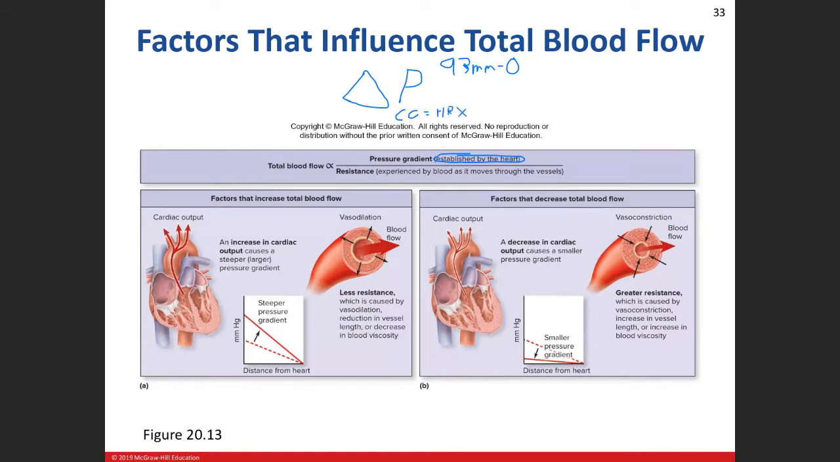Okay? Heart rate times stroke volume. That's going to influence our pressure gradient. That's that equation. I'm telling you, it's an important equation. Then the pressure gradient is divided by the resistance. And that is basically what those three things I just told you about: viscosity, the lumen diameter, and the length of the blood vessel. All of that is going to influence resistance.